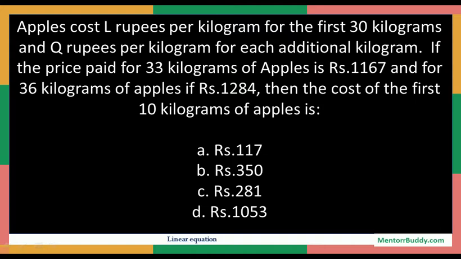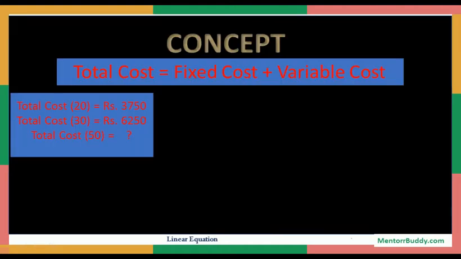Now in order to solve this question, we need to understand the relation between the fixed cost, variable cost and the total cost. Now coming directly to the concept. So the concept says the total cost of any event is always equal to the summation of fixed cost and variable cost. Now let's understand the same thing with the help of one simple example.